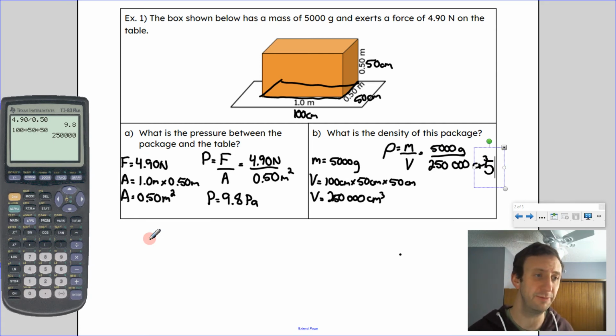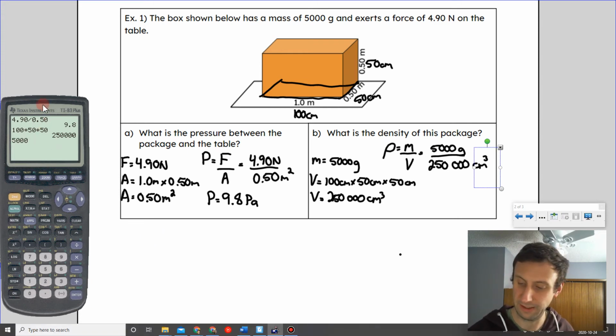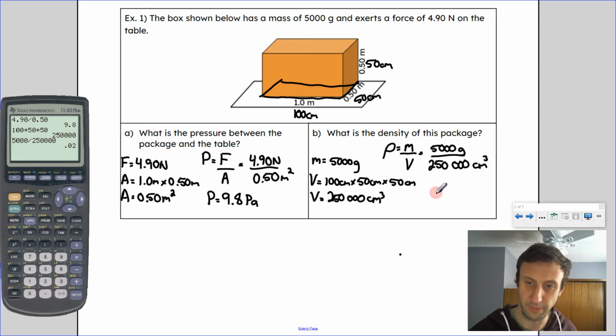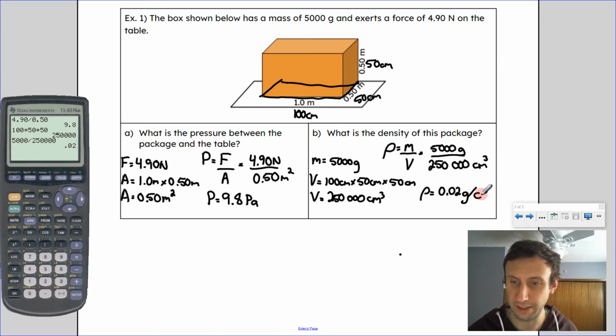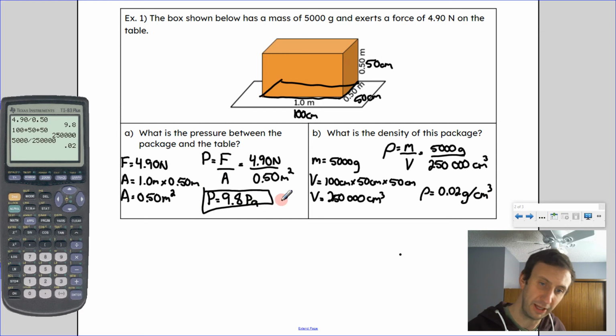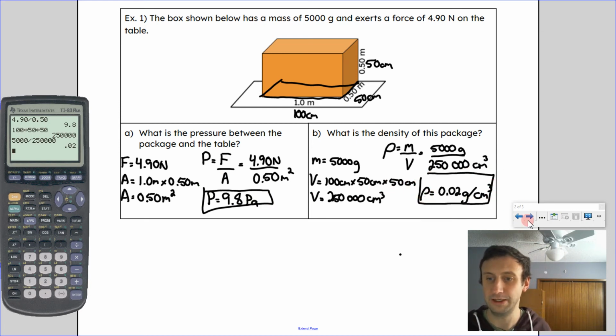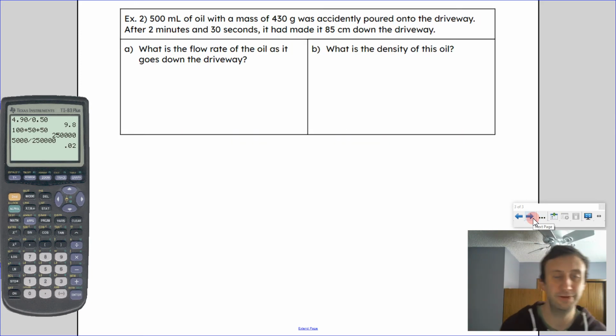So let's take my 5,000, and divide it by 250,000. Now again, an answer of 0.02. So my density is 0.02 grams per centimeters cubed. That's it. Those are my final answers. So this is my answer to part A of example 1, and this is my answer to part B of example 1. All right, let's get to the next set of questions.